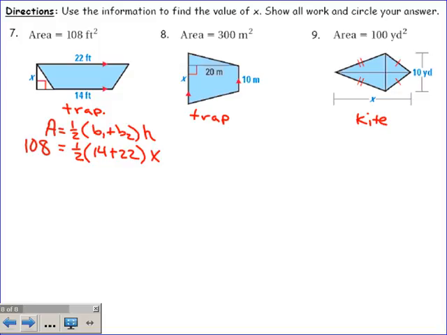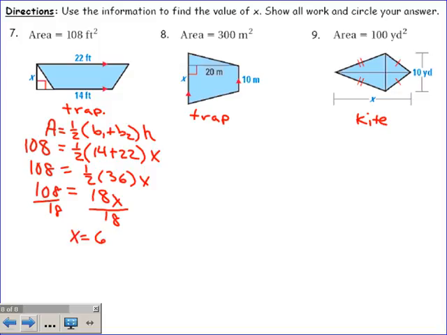14 and 22 is 36. We'll say 108 equals 1/2 of 36 times x. What's half of 36? 18. So I say 108 equals 18x. How do I solve for x? Divide both sides by 18. And we're at 6. So it would be 6 what?